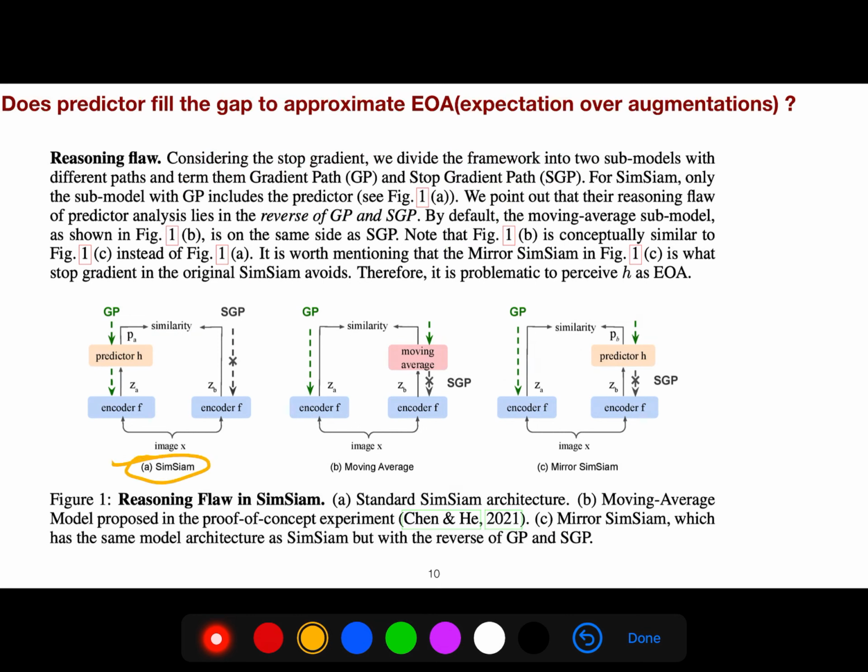So this is the architecture of SimSiam. It's very similar to BYOL, and we can either use moving average like this or mirror SimSiam. We divide the framework into two sub-problems with different paths and term them gradient path and stop-gradient path. For SimSiam, only the submodel of the gradient path also includes the predictor. The point is that the reasoning flaw lies in the reverse of the gradient path and stop gradient path.